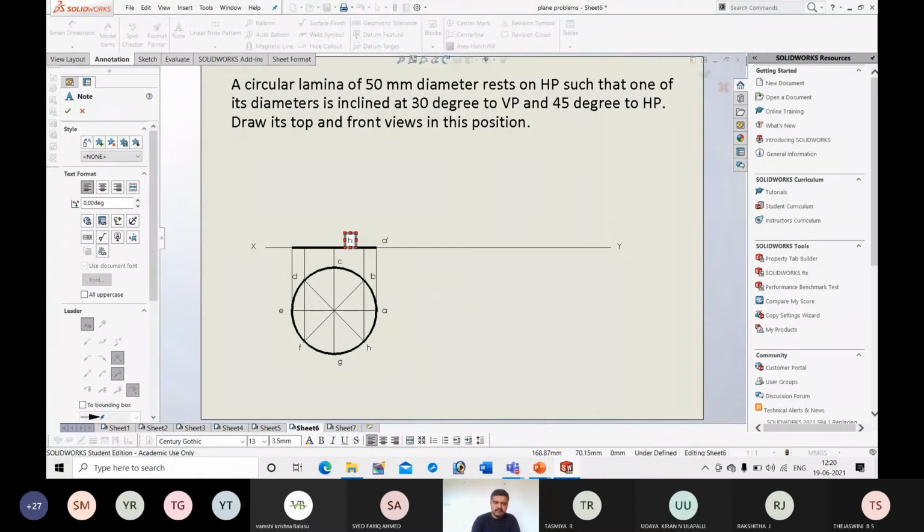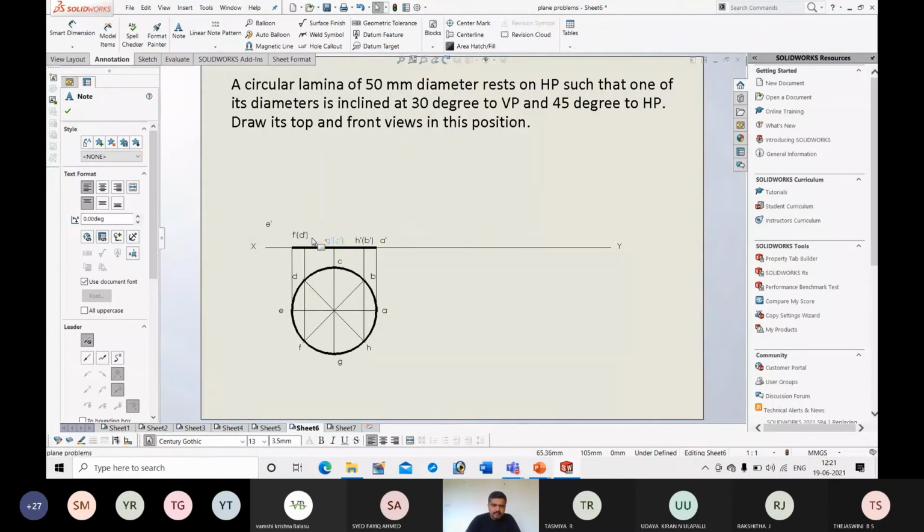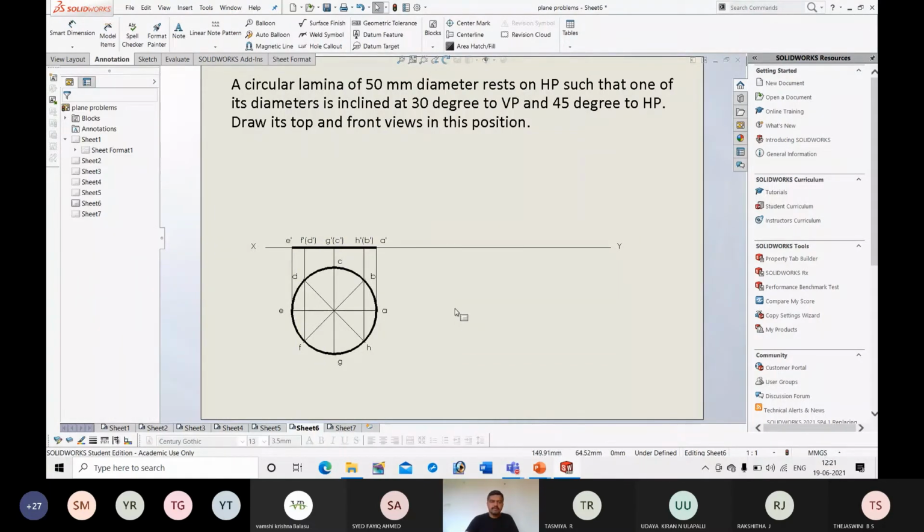Okay, H dash visible, B dash will be invisible, G dash will be visible, C dash will be invisible. Next, F dash will be visible, D dash invisible. So here E dash. I will name the points. Okay, so this is the front view.